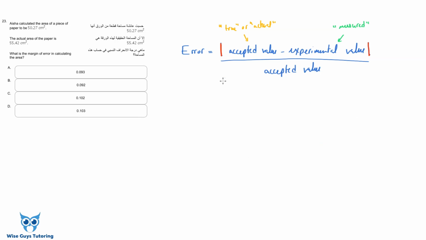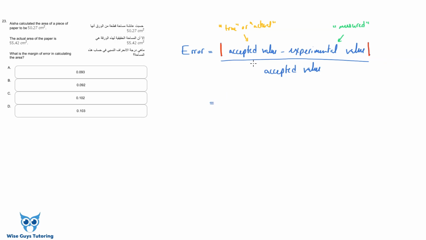Sometimes they like to get the error in percentage because this will give you a decimal. Sometimes you want a percentage, so you would just multiply it by 100. In our case here, they do not want percentage. They just want the actual margin. So they just want the decimal number. So we can get rid of that. So let's go on and calculate.